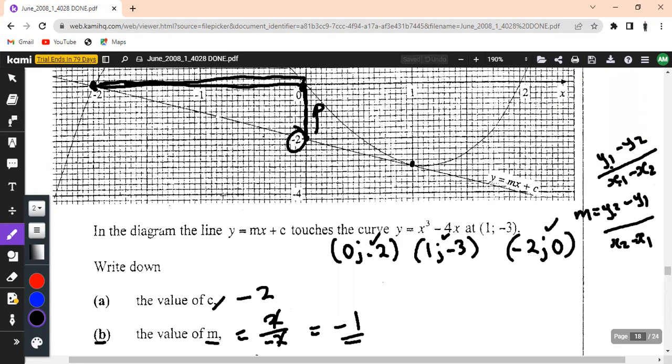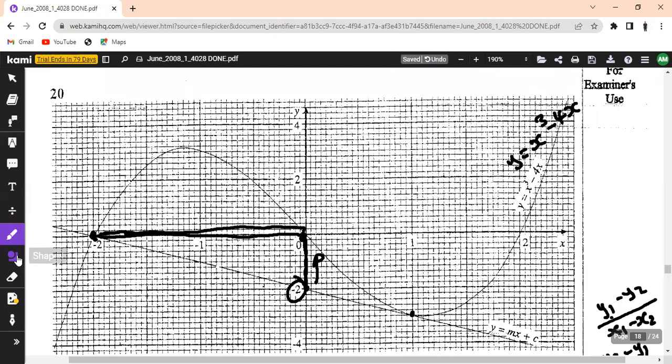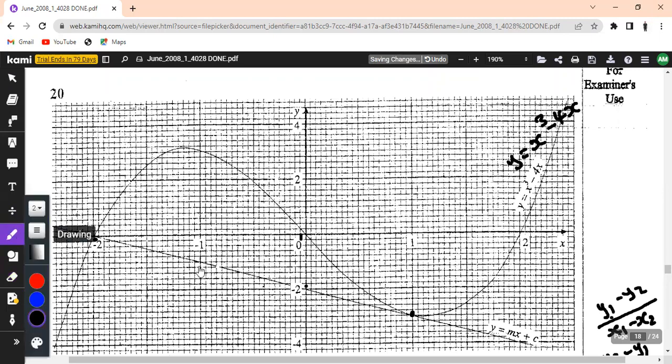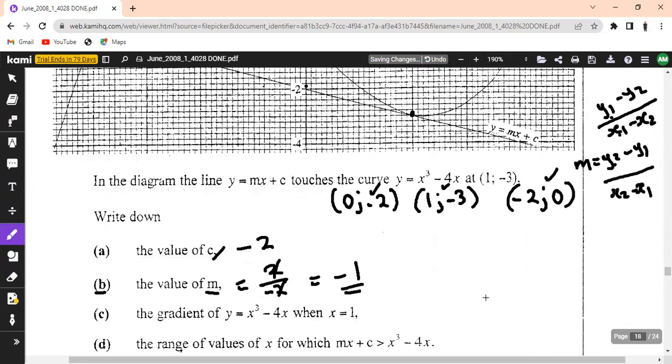So like I said, guys, use the best method for you. You can use points. I gave you the points to use and the formula to use for gradient. So please do that and see if you're going to obtain the same answer. You must obtain the exact answer like this one, which is -1. So choose any points of your choice from there. That is m, which is the gradient, okay?